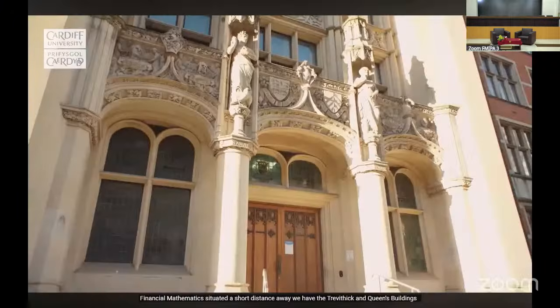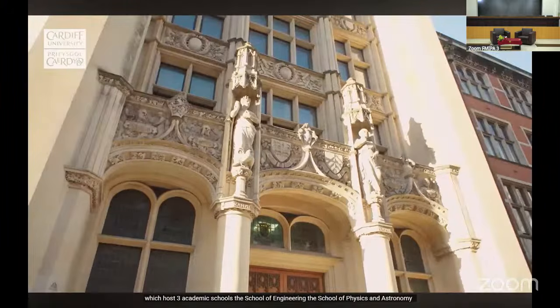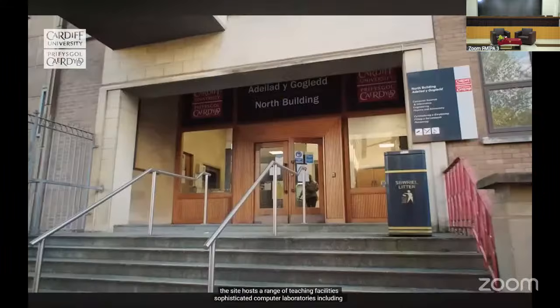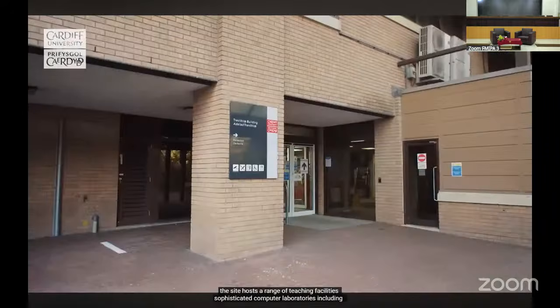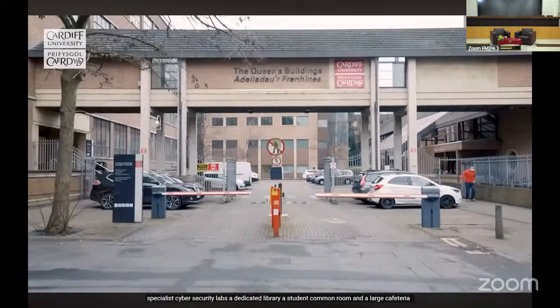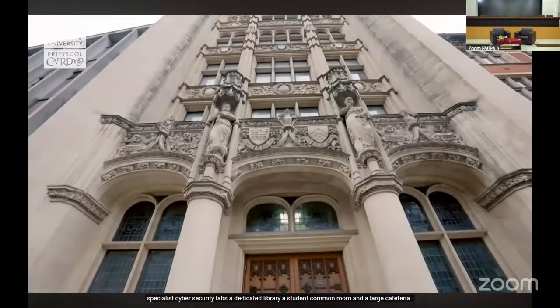Situated a short distance away, we have the Trevithick and Queen's buildings, which host 3 academic schools, the School of Engineering, the School of Physics and Astronomy, and until the transition to Abacus is complete, the School of Computer Science and Informatics. The site hosts a range of teaching facilities, sophisticated computer laboratories, including specialist cybersecurity labs, a dedicated library, a student common room and a large cafeteria.